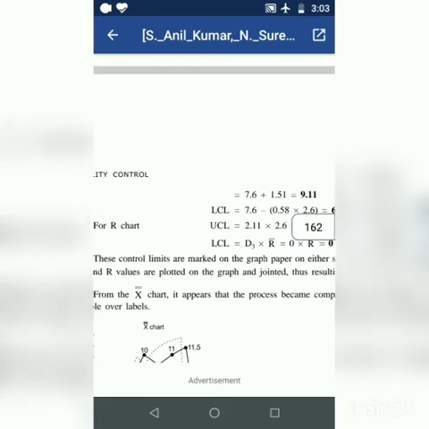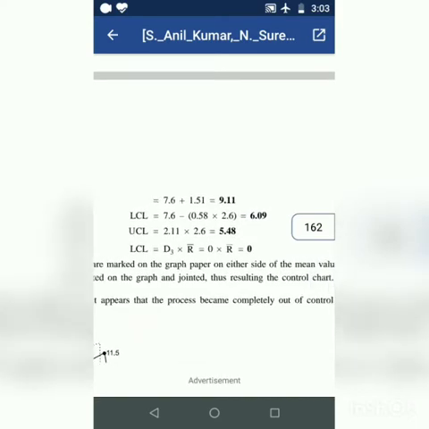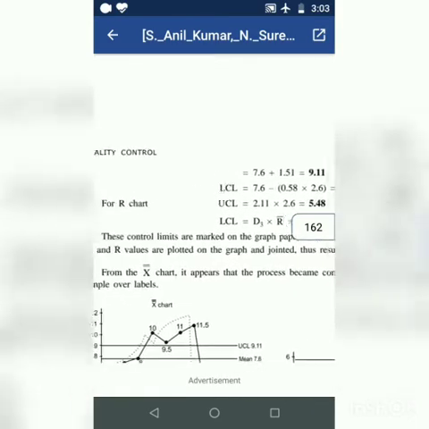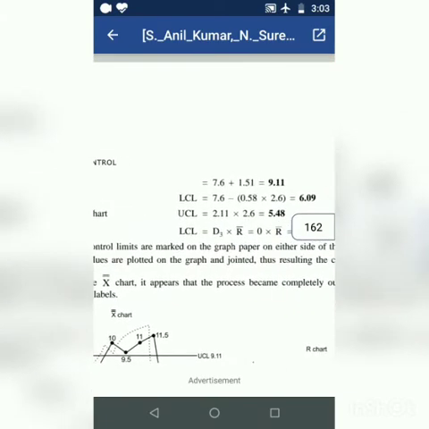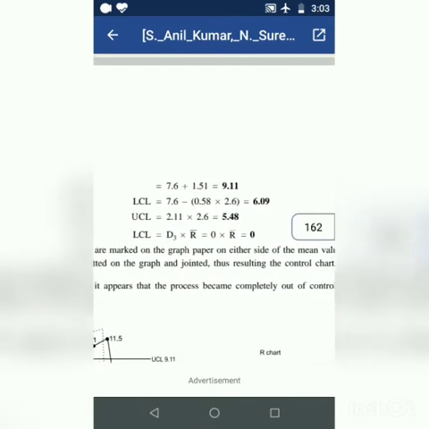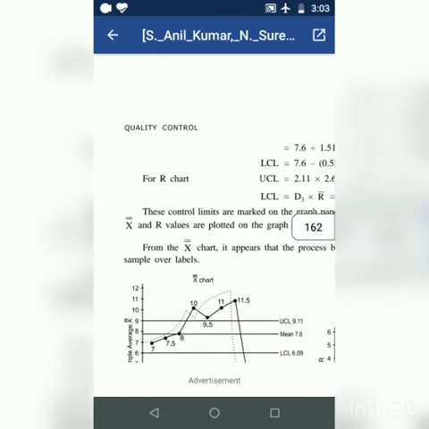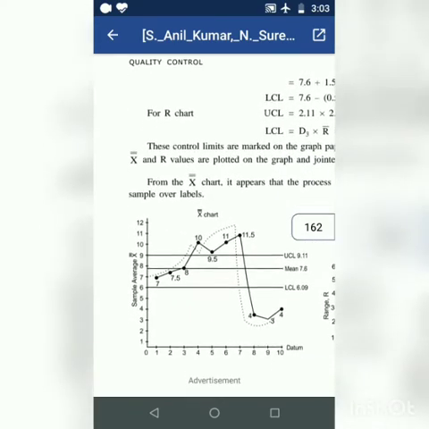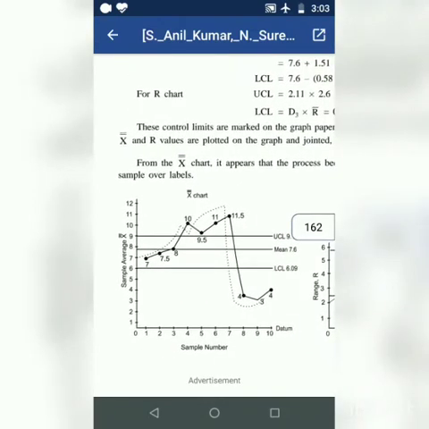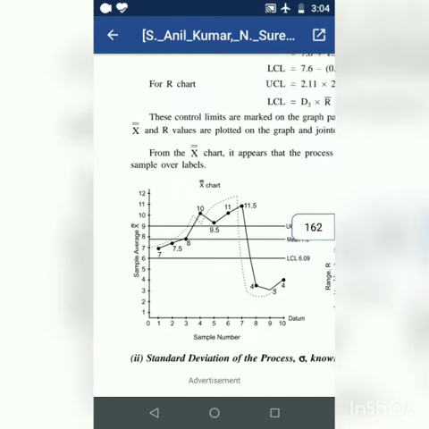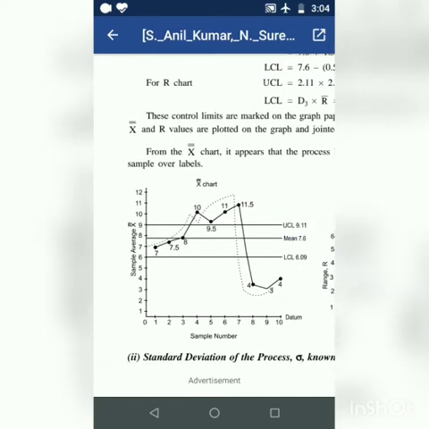So now these control limits are marked on the graph paper on either side of the mean value. X double bar and R values are plotted on the graph and joined, and the result is called a control chart. So now you can see here, first we will look at the mean chart. On this chart or the graph, you can see the three parallel lines are drawn. On the x-axis, the sample numbers are taken 1 to 10, you can see here.